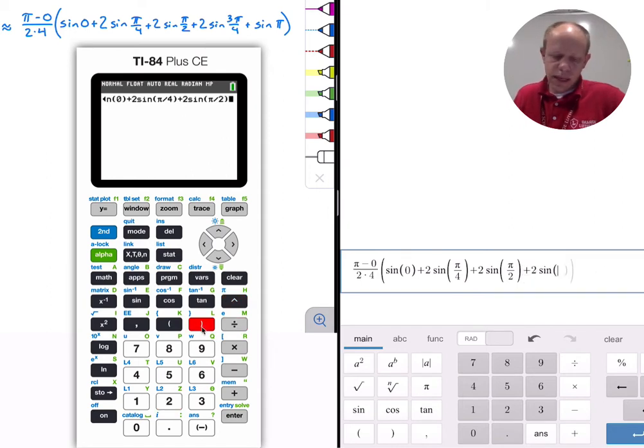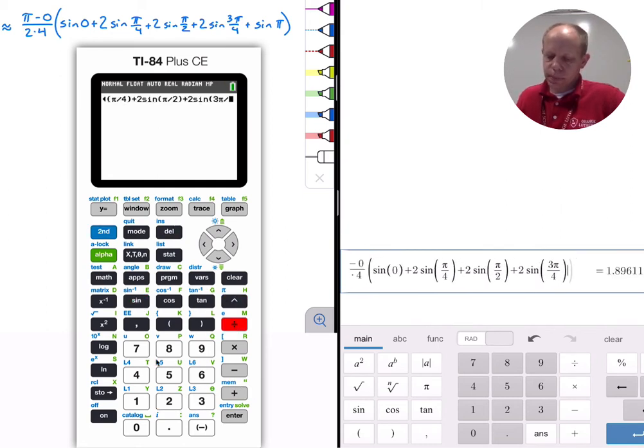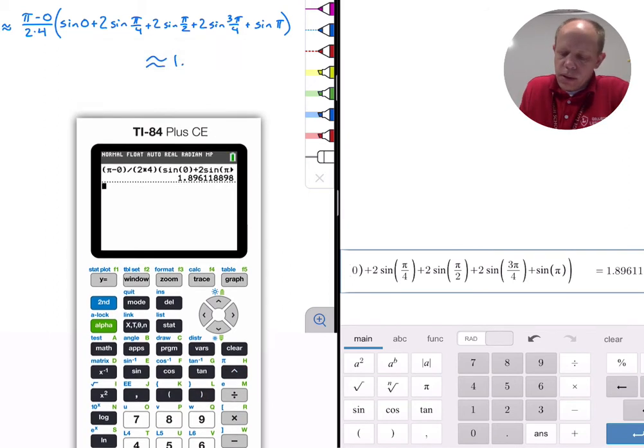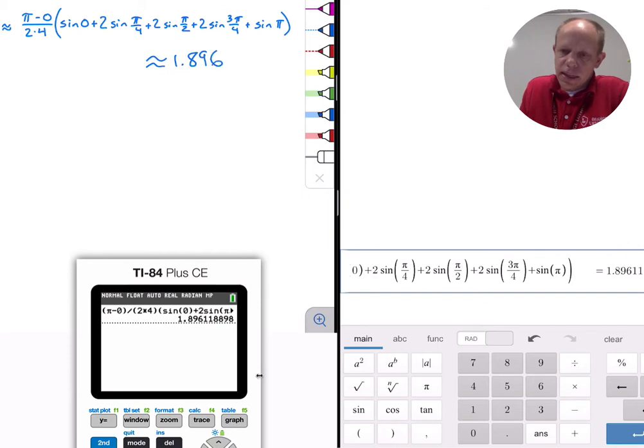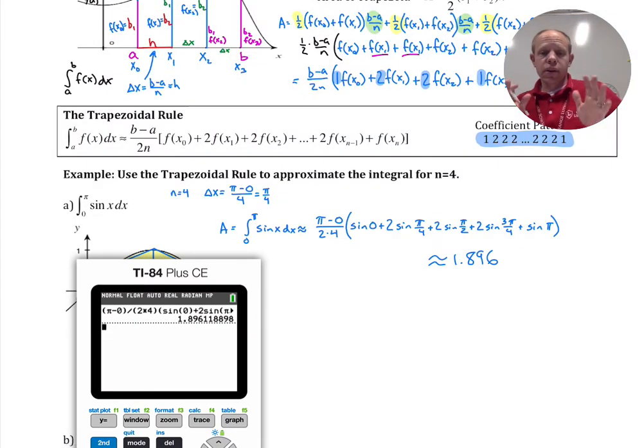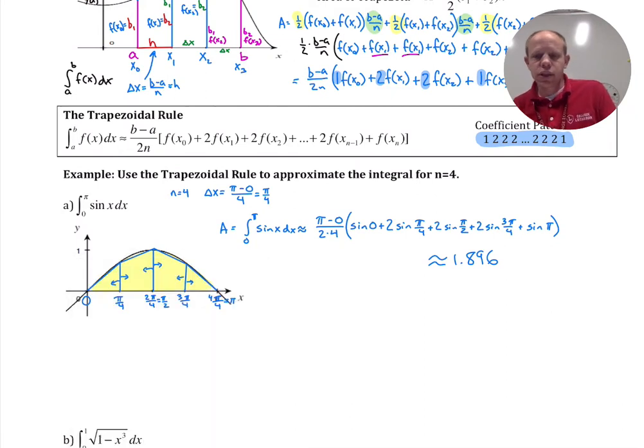Plus 2 sine of 3 pi over 4. Move out, close off the angle. And then the last one is just going to be plus the sine of pi. And then we're going to close that off. And we can see we have an approximation of about 1.896. All right, again, so very important to practice using your calculator when you get this.